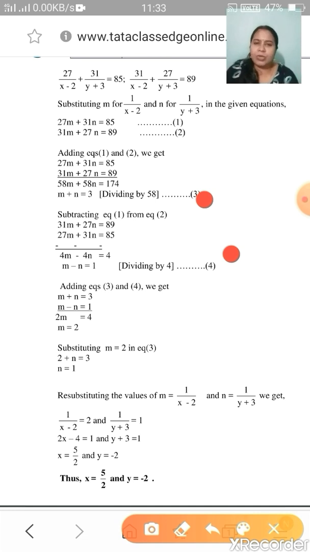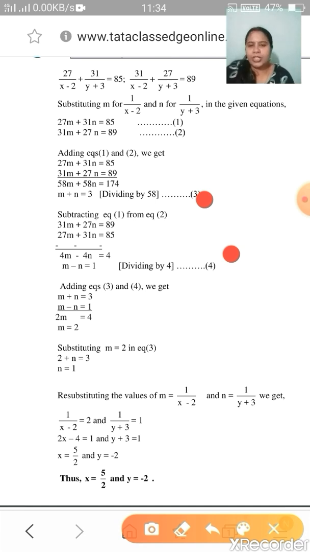Substitute this m is equal to 2 in any of the equations, either 3 or 4, whichever you find easy. I have substituted in equation number 3. So after substitution, we get 2 plus n is equal to 3. Shift that to that side, you get n is equal to 1. But this is not the final answer. Do not get confused and leave the answer here only. You need to get the value of x and y. And that can be got after resubstitution.